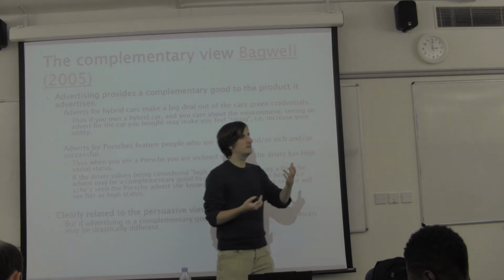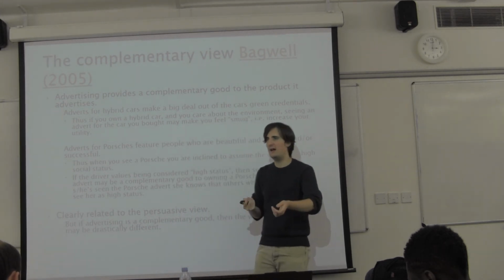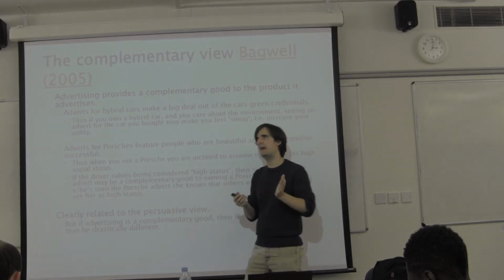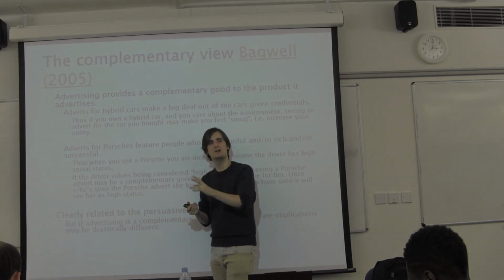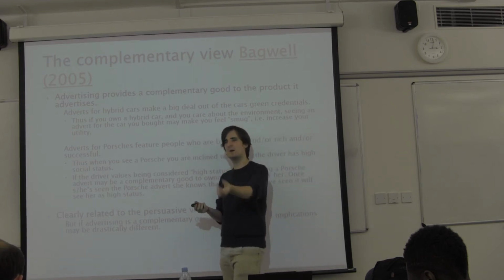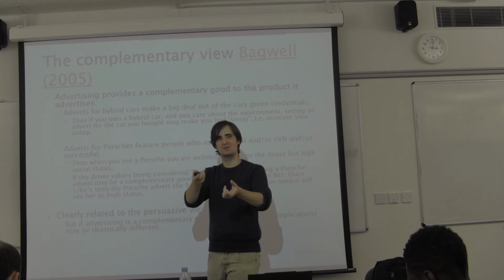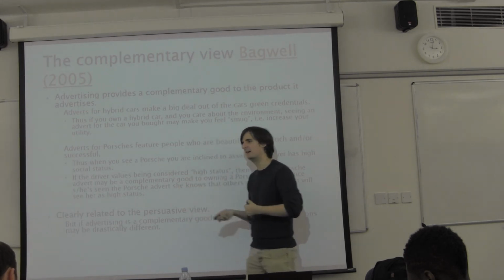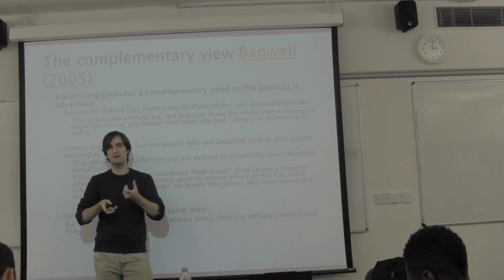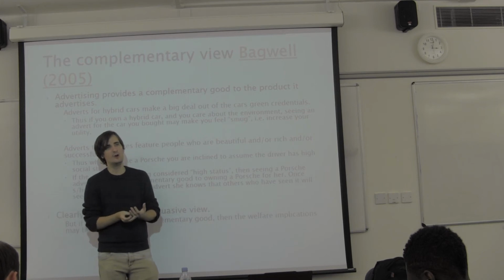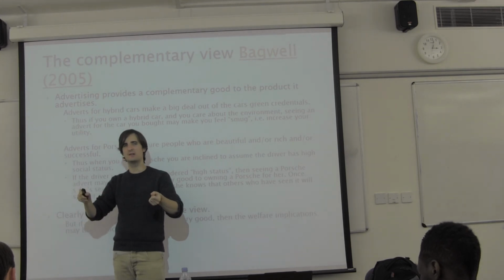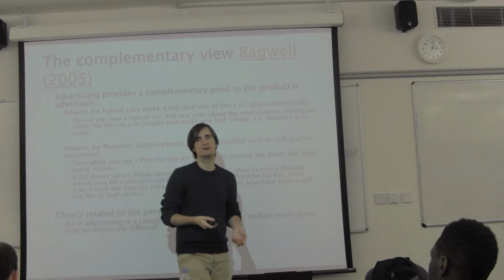So the persuasive view is, you saw the advert, it changed your preferences. And here, you're saying, well, you saw the advert, yes, your demand curve for the original product changed, but that's just because you received a complementary good. If I give you a left shoe, then your demand curve for right shoes shifts upwards. So that's the model here. I give you an advert, your demand curve for the good that's being advertised shifts upwards. It's not that when I give you a left shoe, your preference for right shoes changes. It's that left shoes and right shoes are complementary goods.